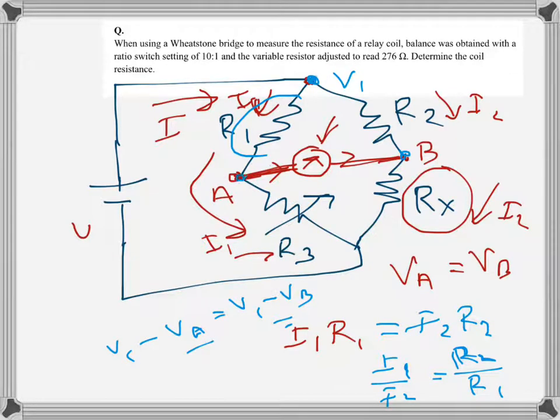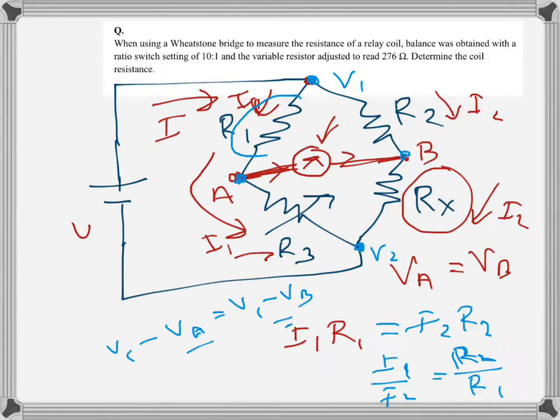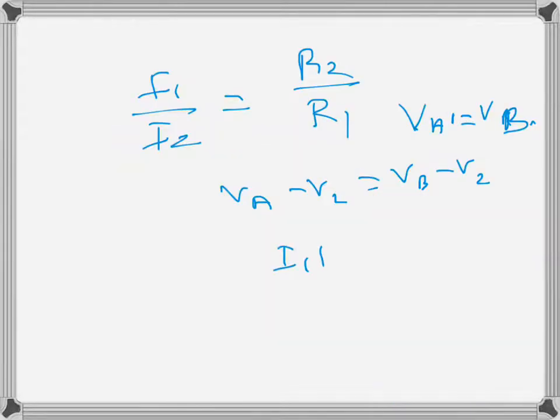Similarly, for the voltage drop from VA to this point, if it is V2, VA minus V2 will be equal to VB minus V2, because V2 is the same point, and VA and VB are the same when balance is achieved. That means this current I1 times R3, this voltage drop I1 R3, which is VA minus V2, the voltage drop across this branch, will be equal to I2 Rx.